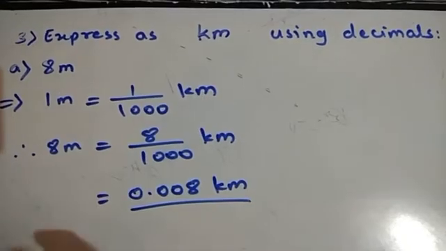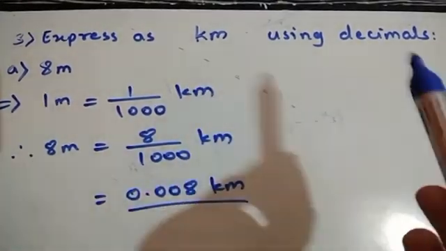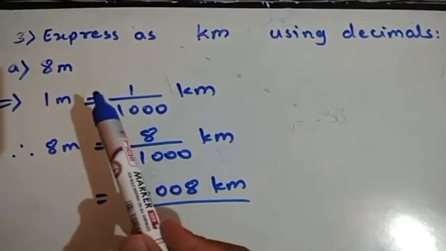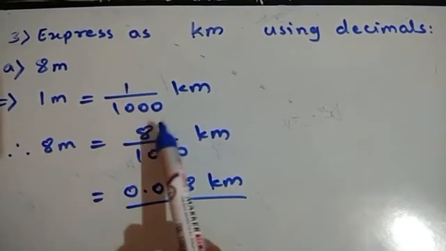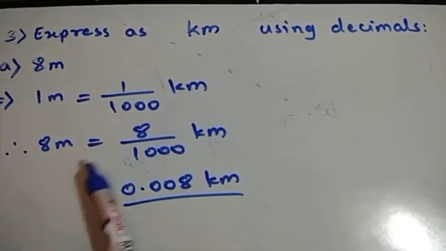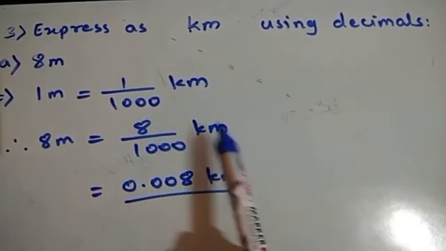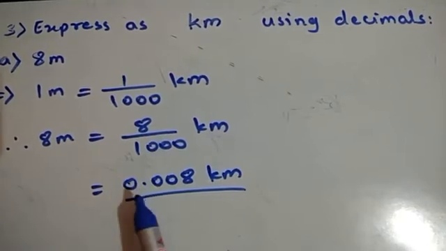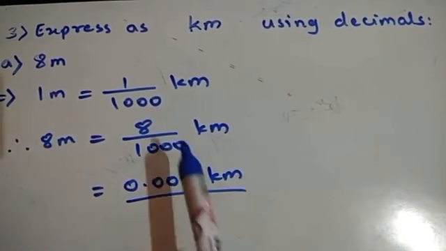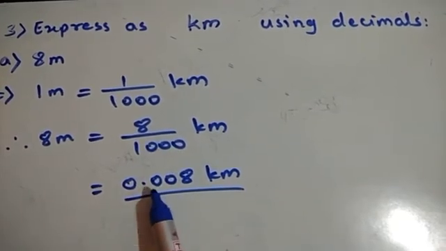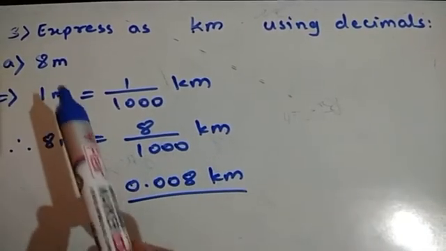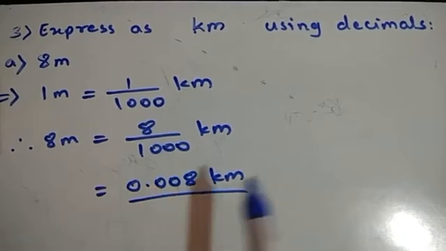Now the next question is express as kilometer using decimals. Now here the number is given in meter. We have to express it as kilometer. Students, we know that 1 meter is equal to 1 upon 1000 kilometer, right? Therefore 8 meter is equal to 8 upon 1000 kilometer, and this 8 upon 1000 can be written as 0.008 kilometer. See here, 3 zeros are there in the denominator, so before 3 digits decimal point. Therefore 8 meter is equal to 0.008 kilometer.